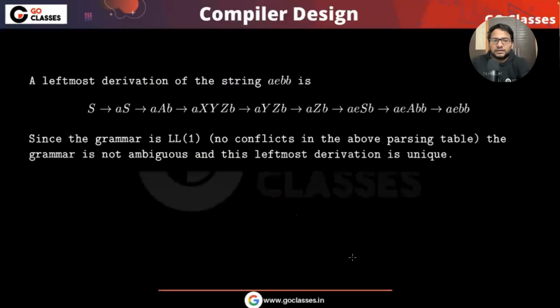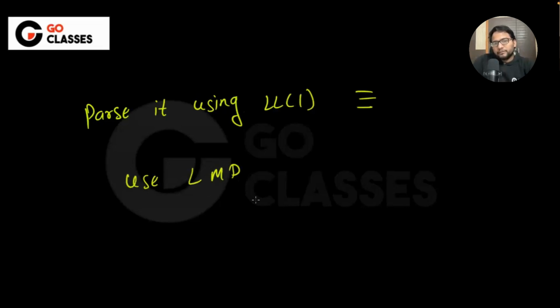Now let's just see the answer. In the answer itself, they have used a leftmost derivation. Is this correct? Definitely, isn't it? So this is definitely correct. So you should know the connection. If they are saying parse it using LL1, then it is the same as saying use leftmost derivation. Okay. This is leftmost derivation.